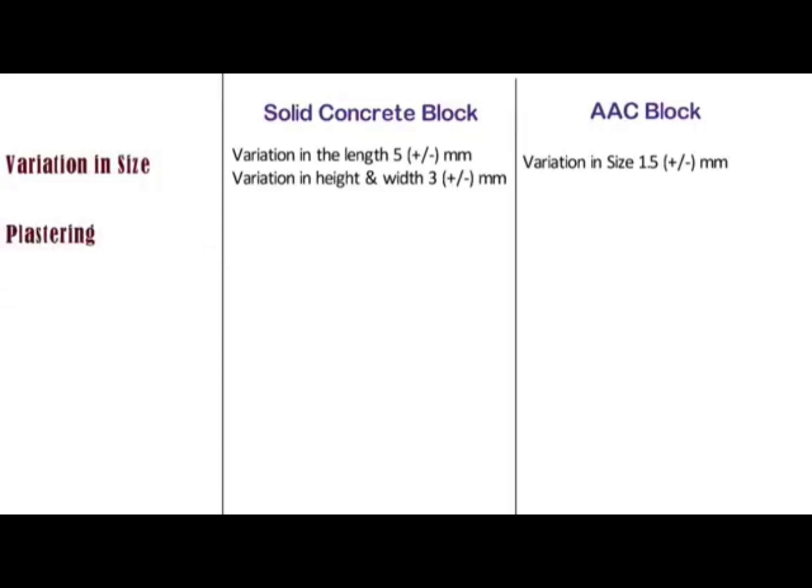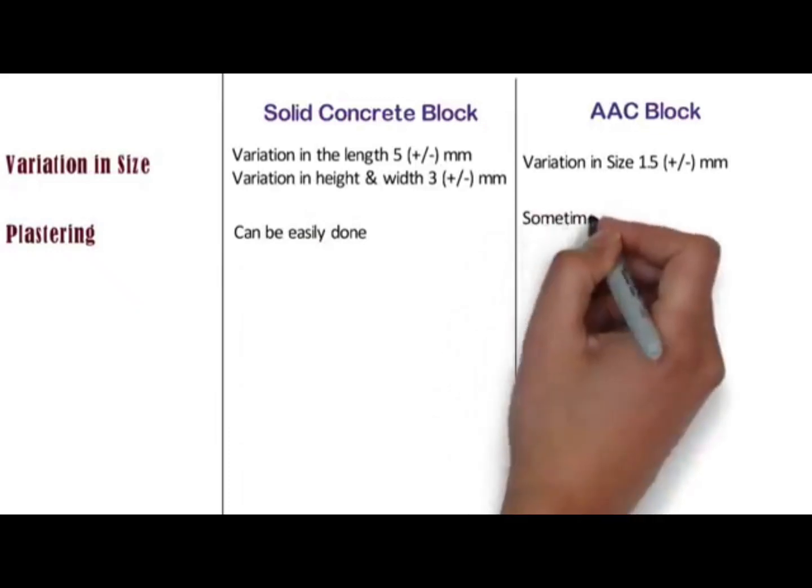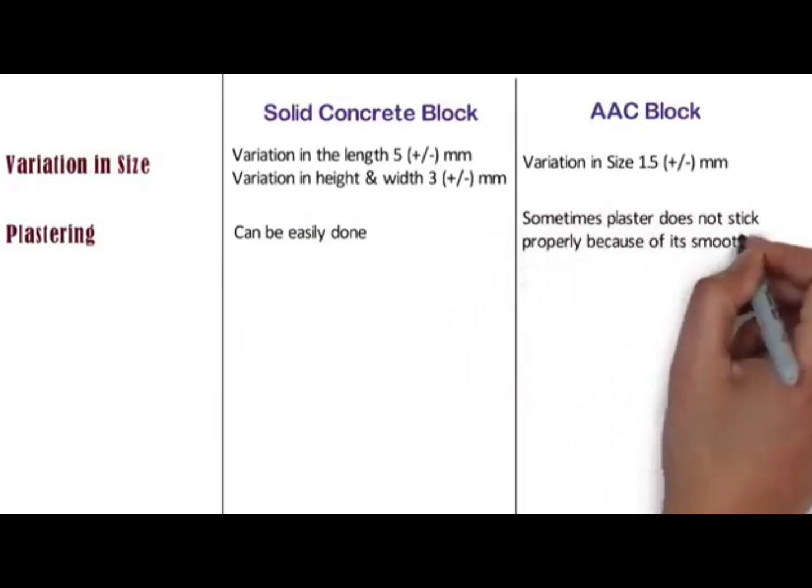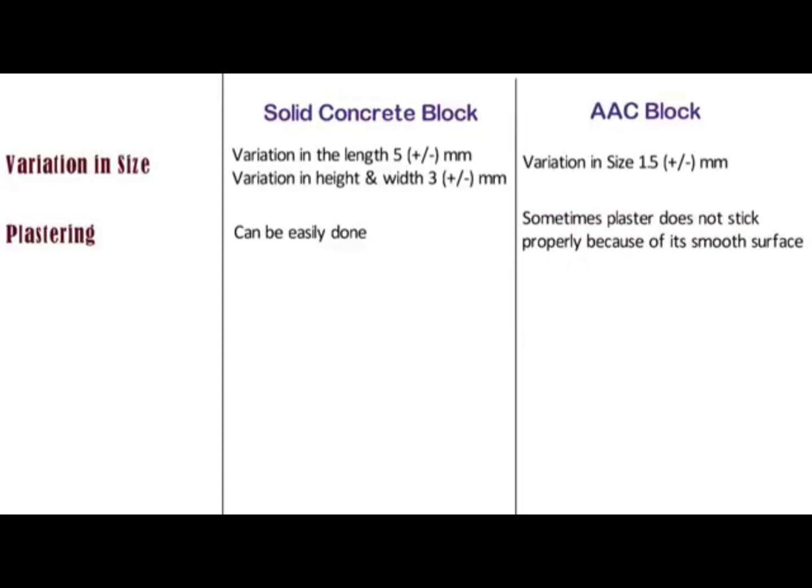Plastering. Plastering can be easily done on the surface of solid concrete block masonry. But in case of AAC blocks, sometimes plaster does not stick properly because of its smooth surface. Hence, need to take care during production itself so that surface should not be very smooth.